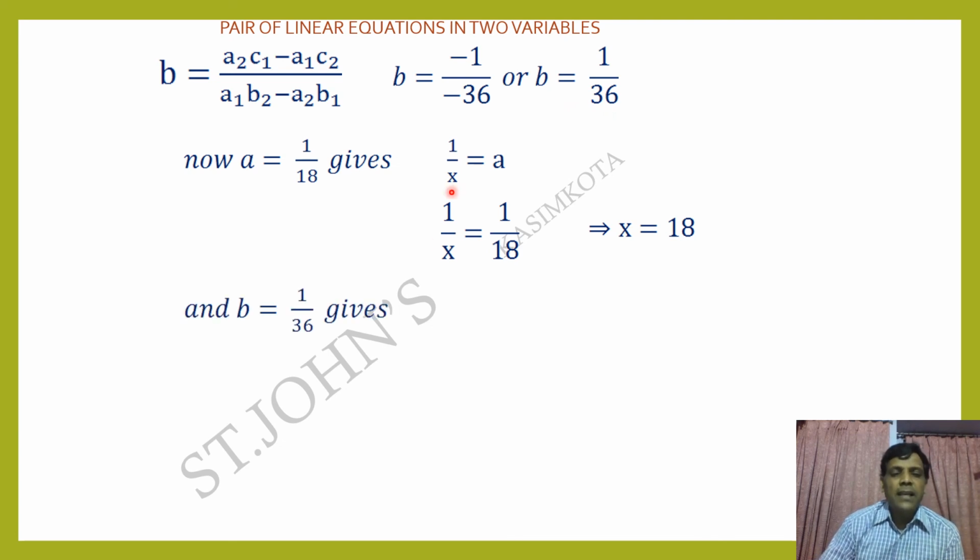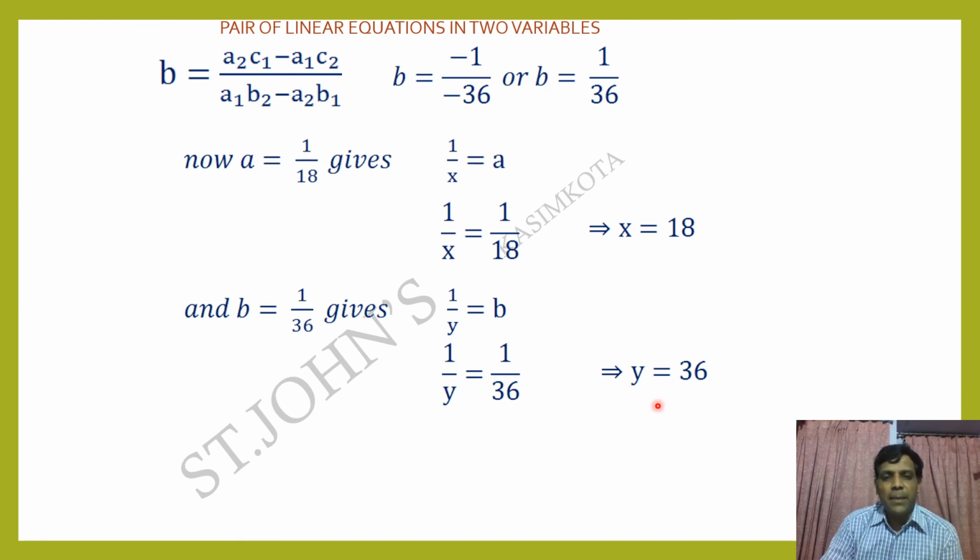Now b equals 1 by 36 gives 1 by y equals b. Now 1 by y equals b means 1 by 36. Now simplification. Cross multiplication: y into 1 is y, and 1 into 36 is 36. y equals 36. So what is meant by y? A man can finish the work alone in y days. How many days is y? 36 days. Okay.